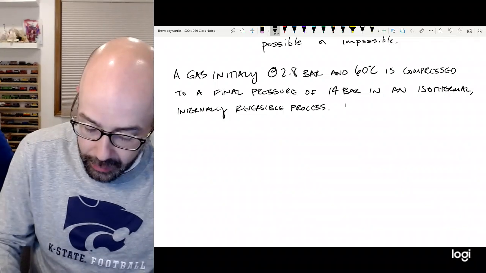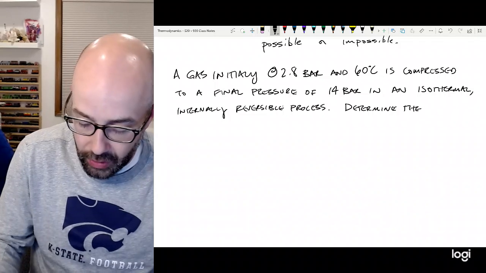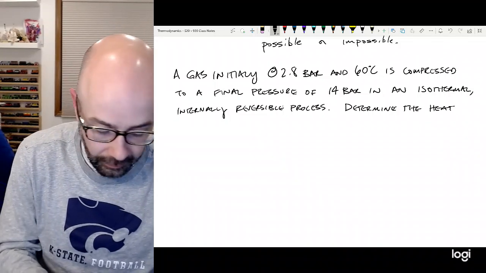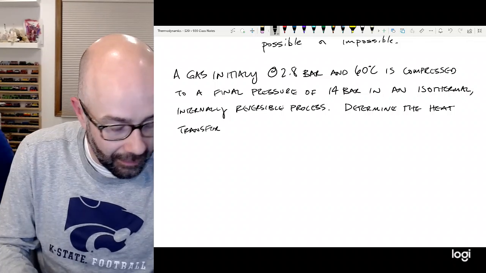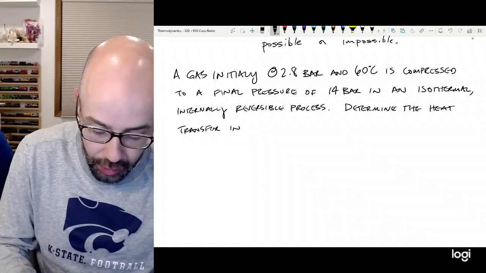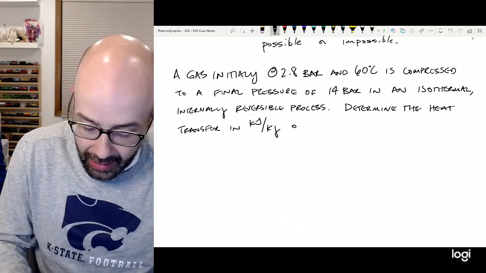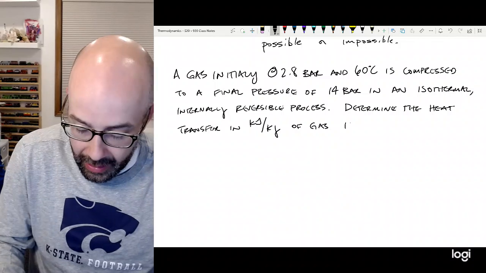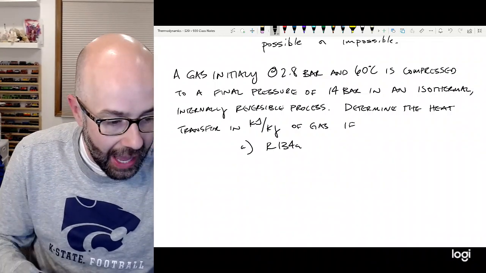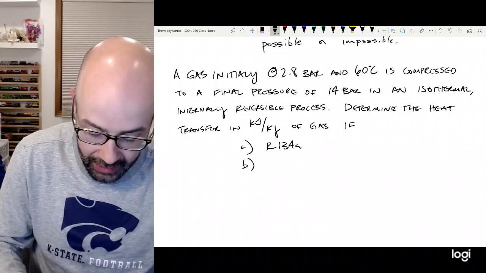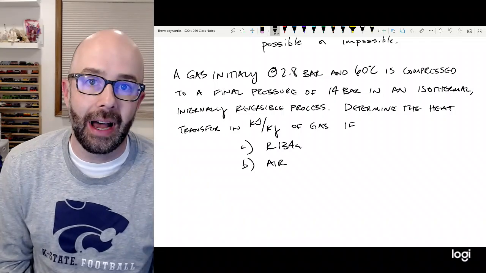What we want to do is determine the heat transfer in kilojoules per kilogram of the gas if A, we're dealing with R134A, and B, we're dealing with air. Okay, so that's what we want to work with here.